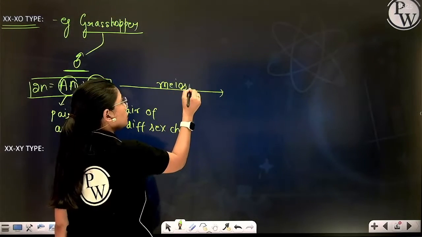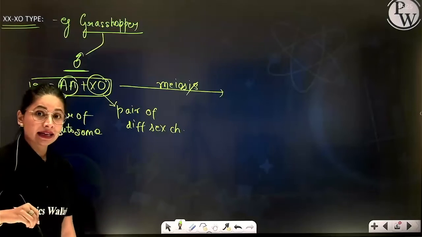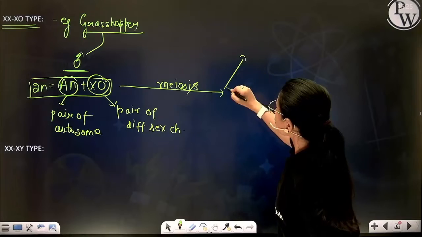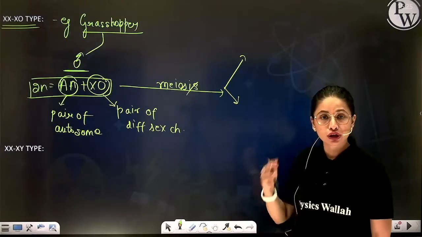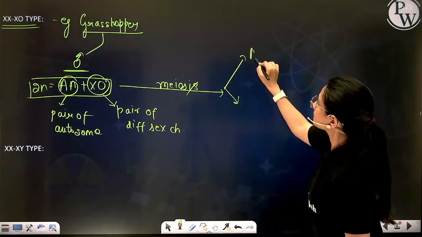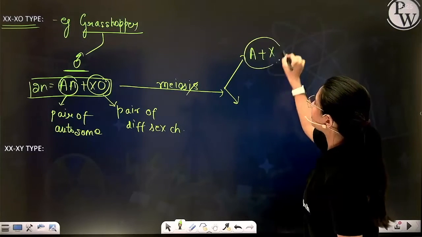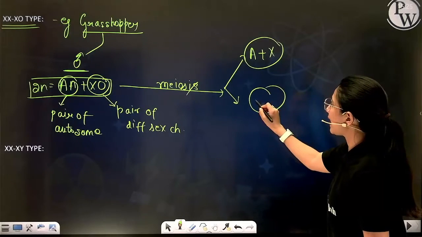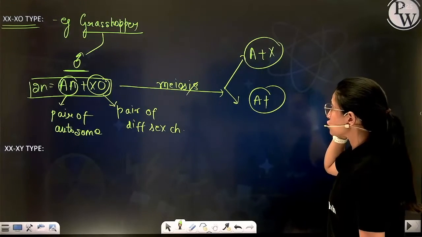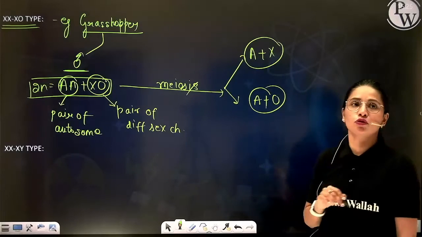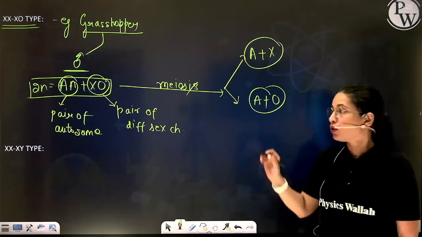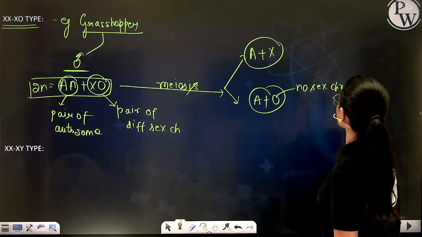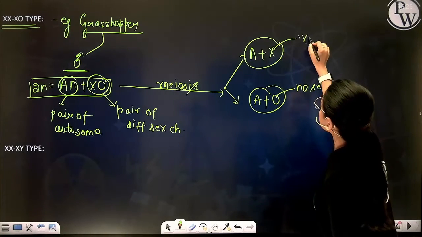Now, suppose this diploid cell is a gonad cell. If it undergoes reduction division, that is meiosis, then this male grasshopper is going to produce two types of gametes. One gamete has the X chromosome along with autosomes, and another has autosomes along with no sex chromosome. O means 0, no sex chromosome. X is the X sex chromosome.